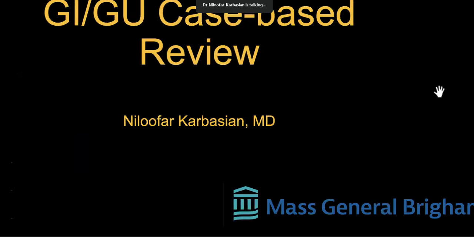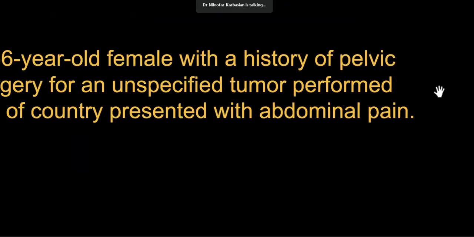Those cases at the end. So the first case is a 56-year-old female with history of pelvic surgery in outside institution. We don't know the exact reason for the surgery. It was for a tumor resection. We don't know what that was. And then she presented years later with abdominal pain.